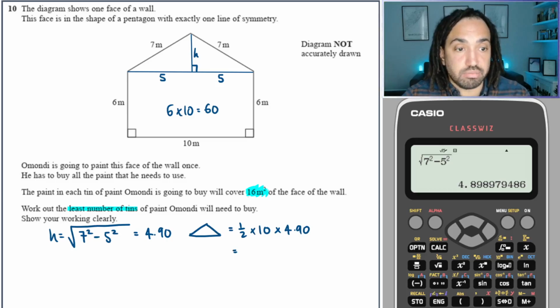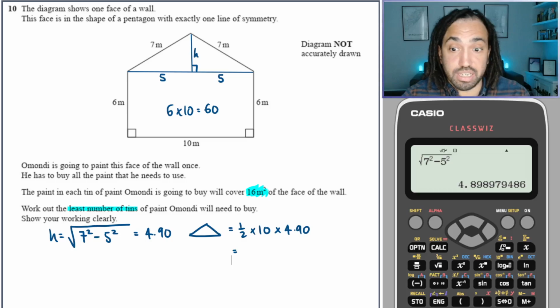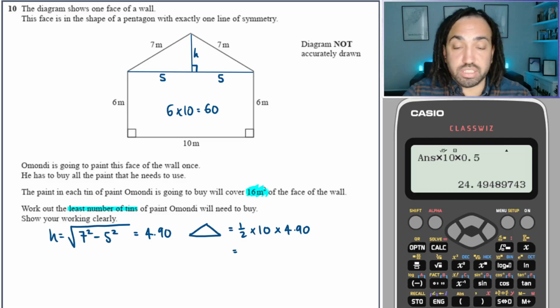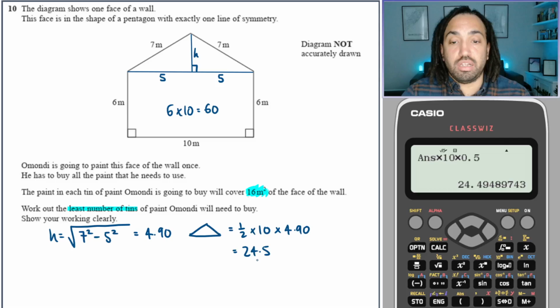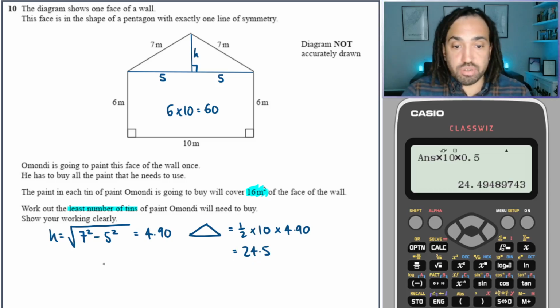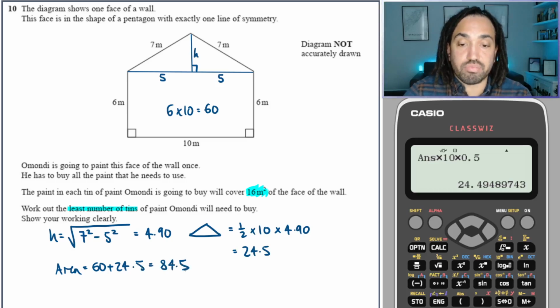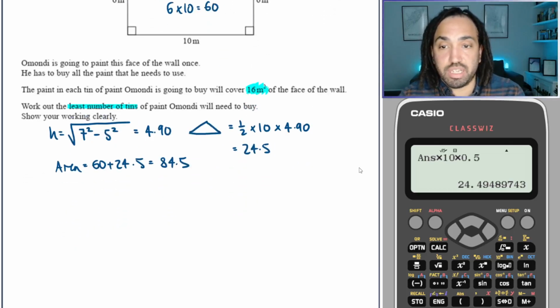Okay, so I could just take this 4.9 now and just multiply it by 10 and multiply it by a half. And that gives me 24.5. Okay, so the total area that is needed to be covered is 60 plus 24.5, which is 84.5. So how many tins will he need?